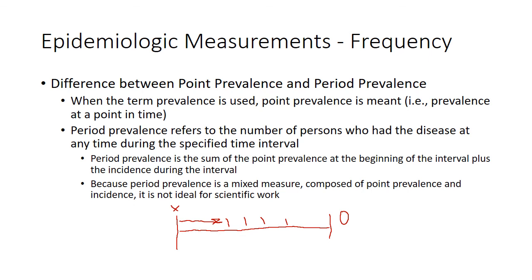And because period prevalence is kind of a mixed measure, because we're using incidence and prevalence together, it's not going to be ideal for a lot of scientific work. Most of the time, you're either going to be looking at incidence or prevalence by itself.